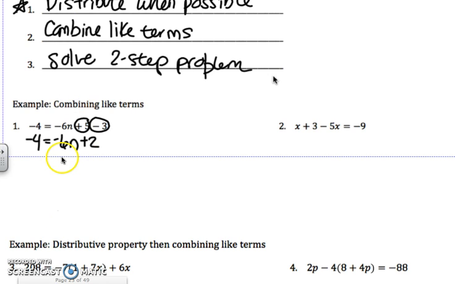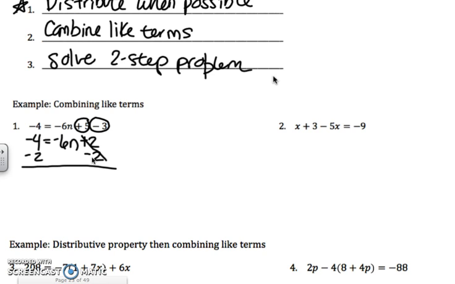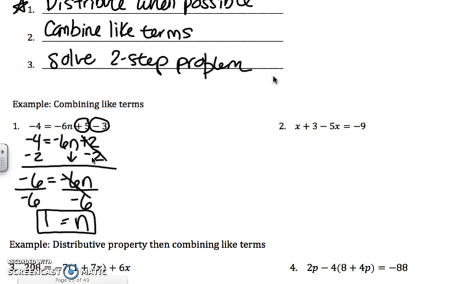I need to look at the side with the variable and do the opposite of a plus 2, which would be a minus 2. The 2's are going to cancel. I know negative 4 minus 2 is negative 6. Bring down this negative 6. My last step is to divide, and you're going to divide by the number next to the variable, divide by negative 6, and so my answer is n equals a positive 1.